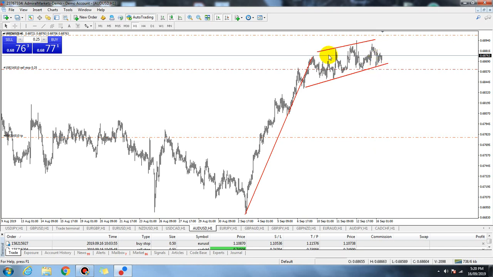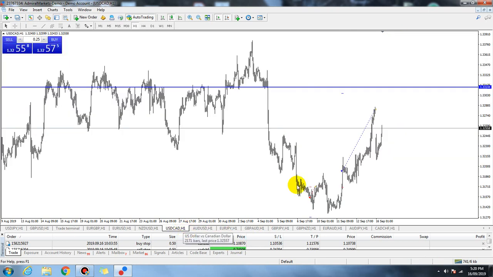It's still inside the channel. It hasn't broken it, so I've got a pending order below, stops above the channel, targets 2 times, so that's set. The US CAD, this is an interesting one. We had a long on it. I closed it right on the close because I didn't want to hold it over the weekend.